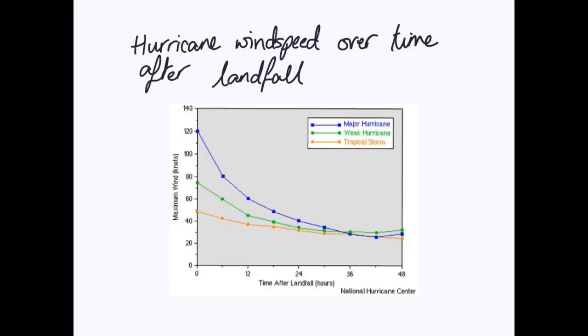A line graph is the kind of graph we use when we want to show how something changes over time. So this one is looking at what happens to hurricane wind speed after it's come onto the land. So they're often faster over the ocean, and when they move on to land, they lose power. So this is showing what happens in the first 48 hours after a hurricane hits land.